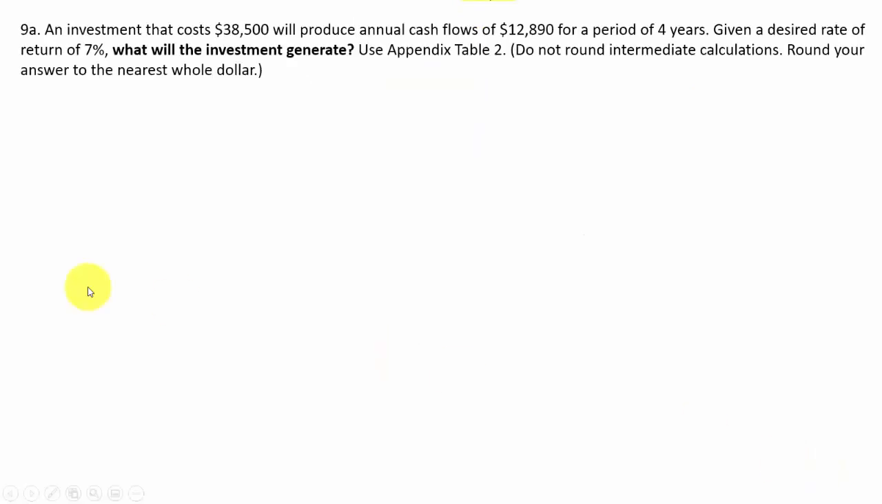Our next question starts off with, an investment that costs $38,500 will produce annual cash flows of $12,890 each year, or each period, for 4 years. Given a desired rate of return of 7%, and that's simple interest, what will the investment generate? They want you to use table 2, don't round intermediate calculations, and round your answer to the nearest whole dollar.